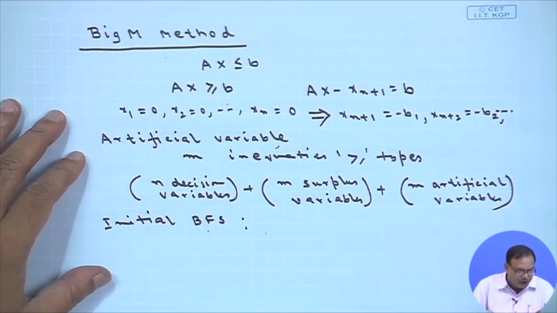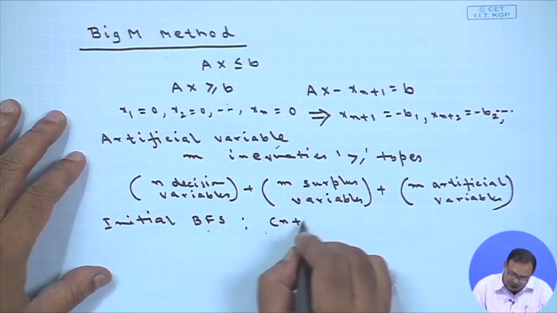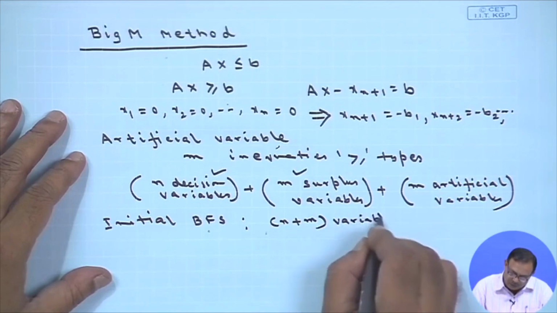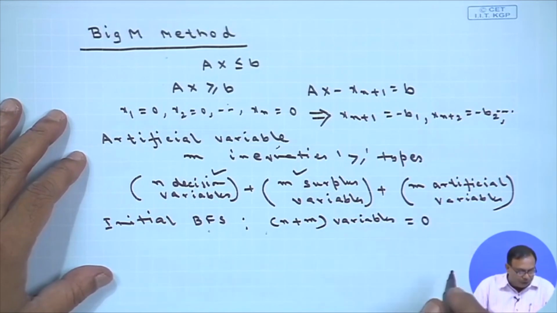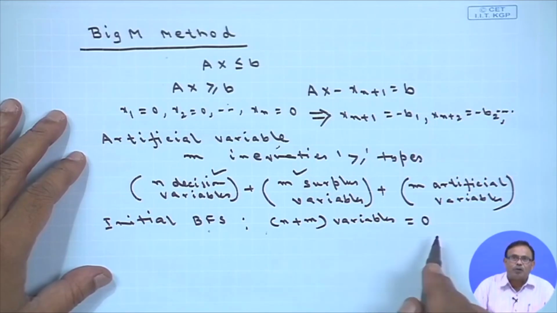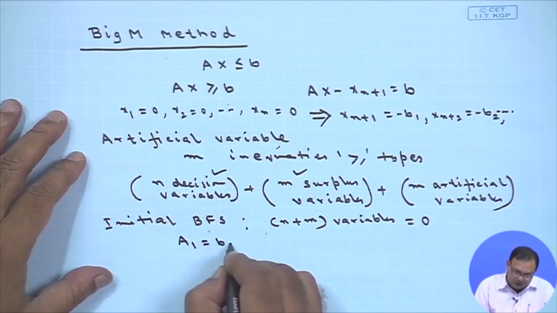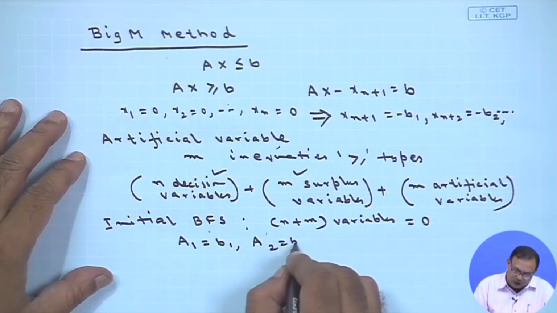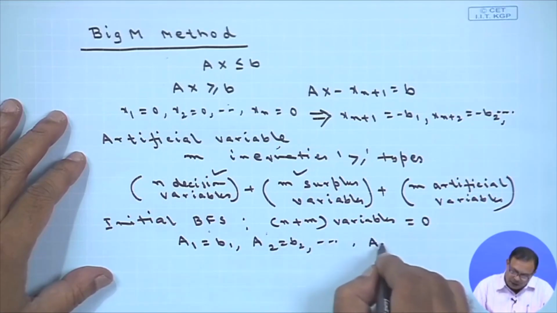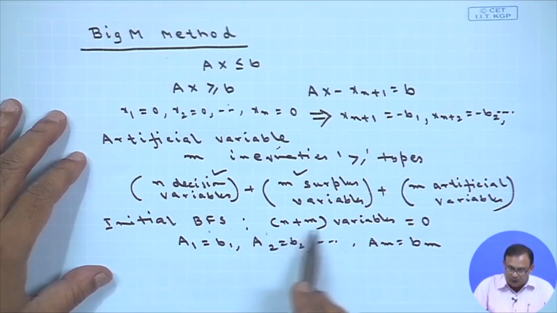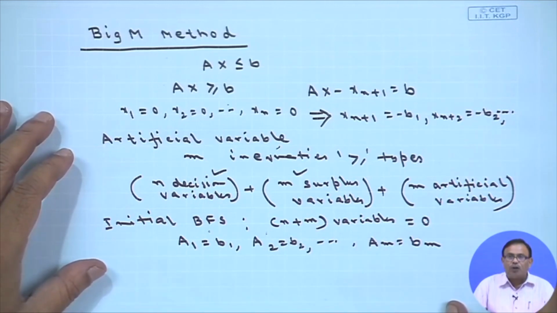The initial basic feasible solution can be obtained by making n plus m variables, that is the decision and surplus variables, equal to 0. So, you can obtain something like this: artificial variable a 1 will be equal to b 1, a 2 equals b 2, and like that a m equals b m. So, to obtain the initial basic feasible solution, we are making n plus m variables equal to 0.